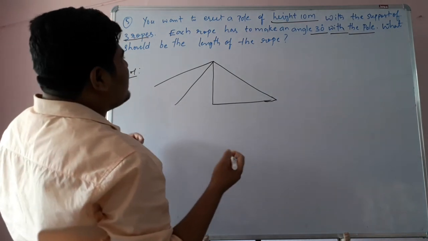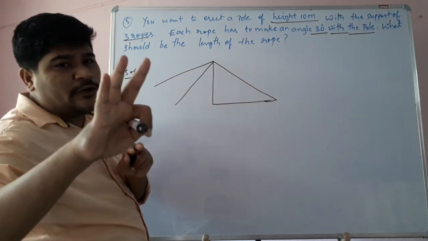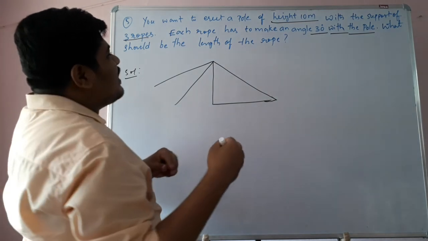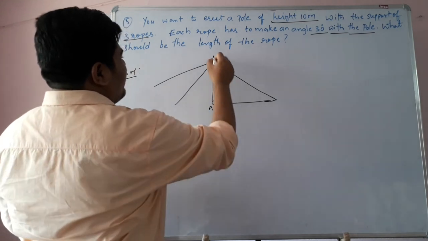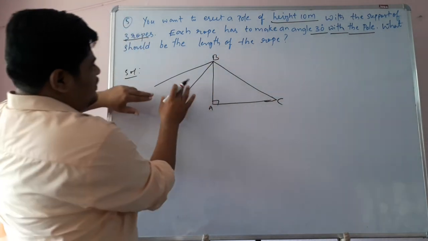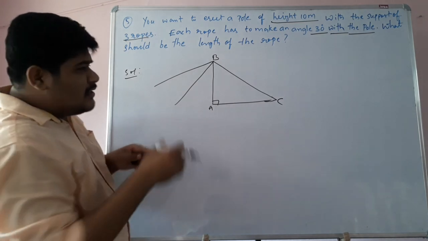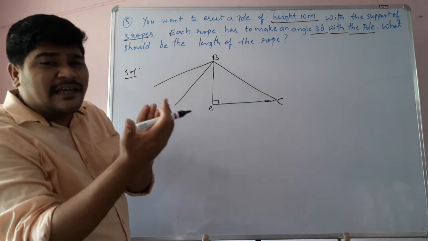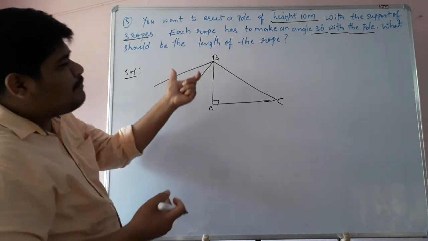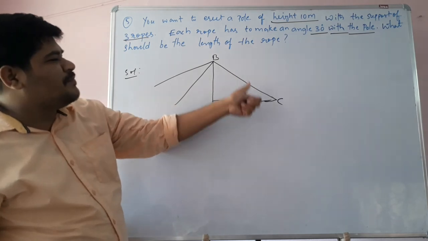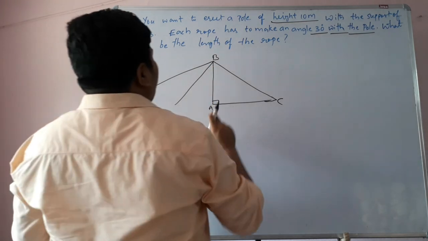So we need to find the length of the rope, it means the total length of the rope. Here one piece is there, another piece is there. So totally 3 ropes, and we need to find the length of those 3 ropes. What is the given data here? I'm taking it as triangle ABC. Let us assume there are 2 more ropes. If you find the length of this rope, and there are 3 ropes, and all are making the same angle, if you multiply that length with 3, you will get the total length of the rope.